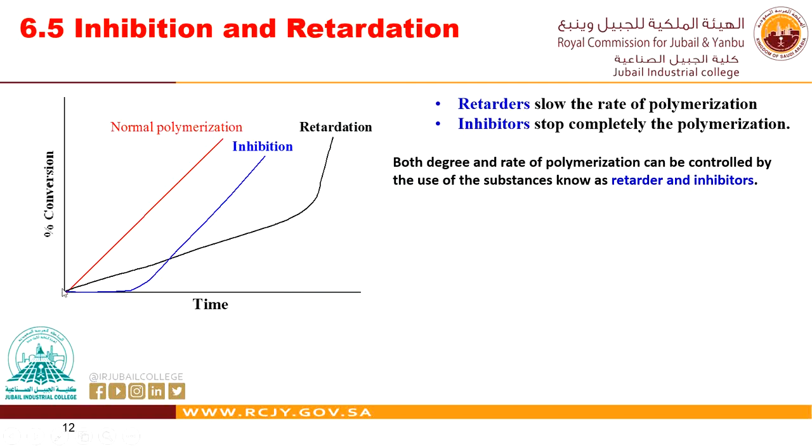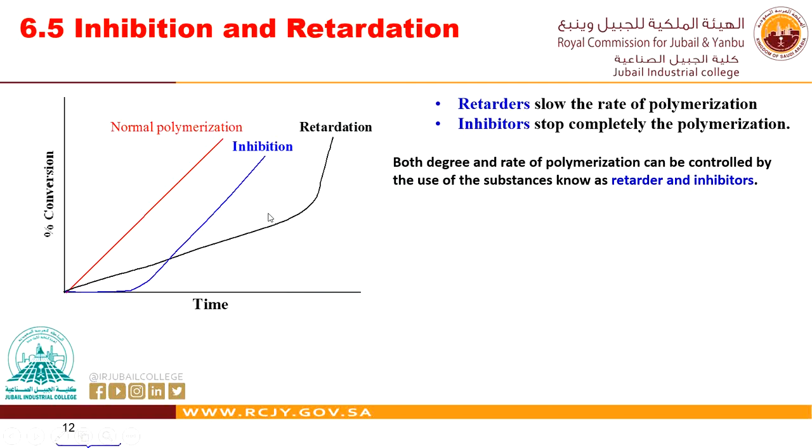Inhibition, here you have no polymerization for a certain period of time. From this time, for example, if this is 10 seconds, 20 seconds, 30 seconds, 40 seconds, 50 seconds, no polymerization. And then after that, polymerization becomes what? Normal. It goes in the same direction as normal polymerization, and this is called inhibition.